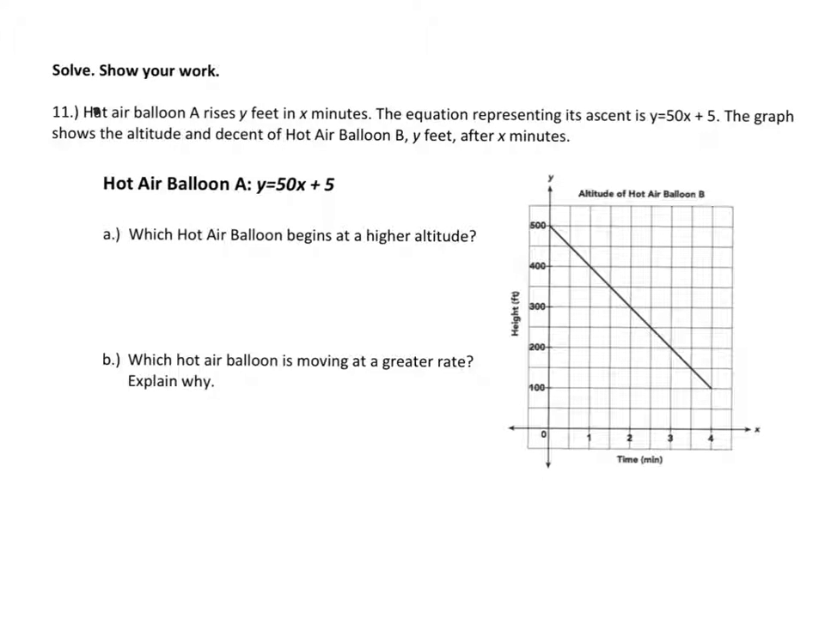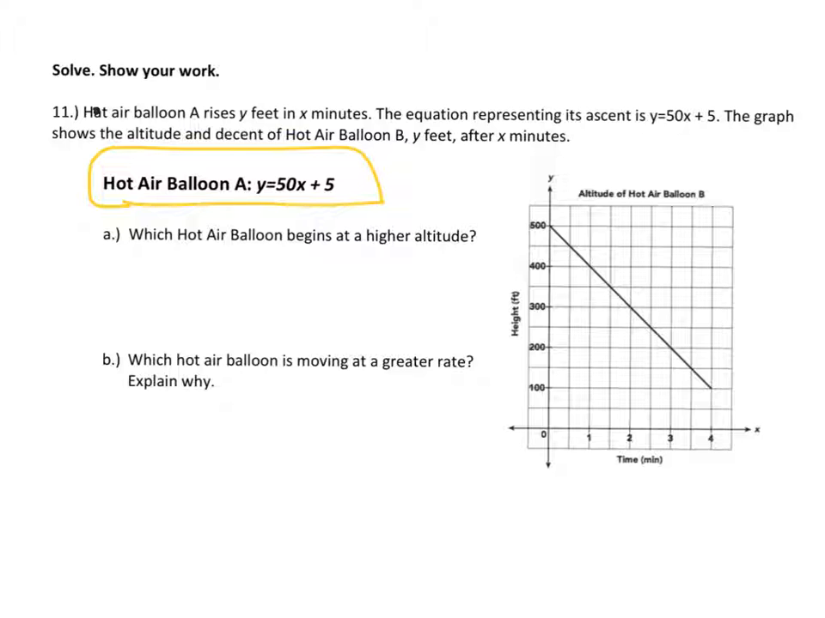Here's part 2 of your Chapter 4 study guide. Hot air balloon A rises y feet in x minutes. The equation representing its ascent is y equals 50x plus 5. So that's hot air balloon A right here, this equation.